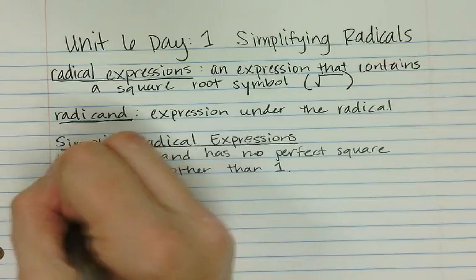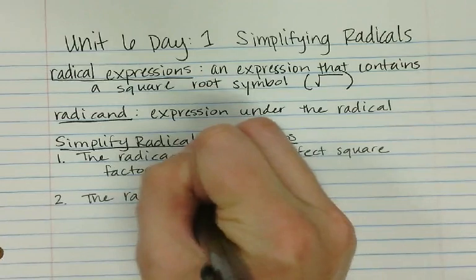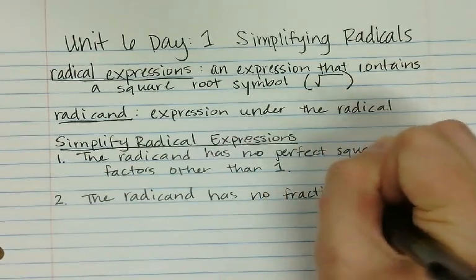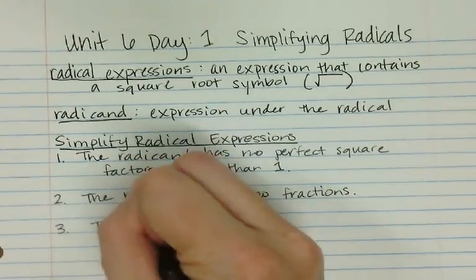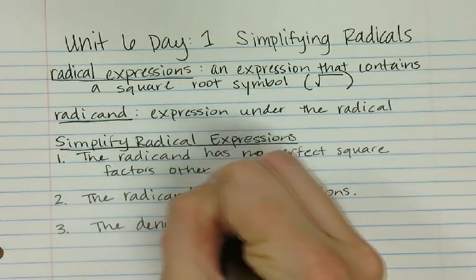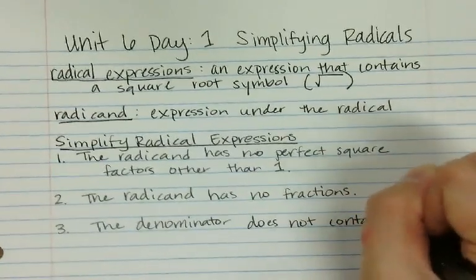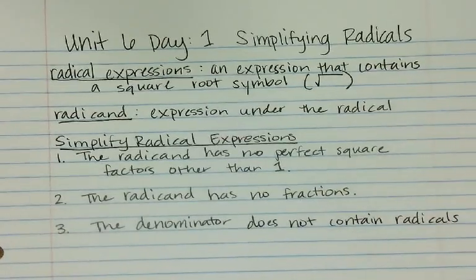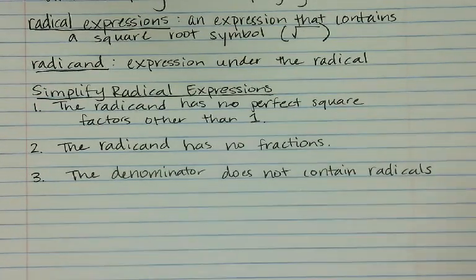Number 2, the radicand, the thing under the radical, has no fractions. And last but not least, the denominator does not contain a square root, does not contain radicals. So there are no radicals that are allowed in the denominator. So those are a few of our rules. And if all of those things are met, then my radical is fully simplified.